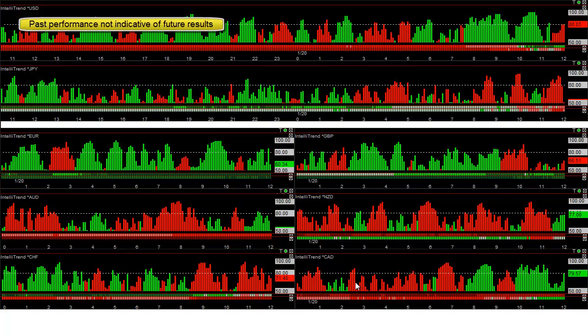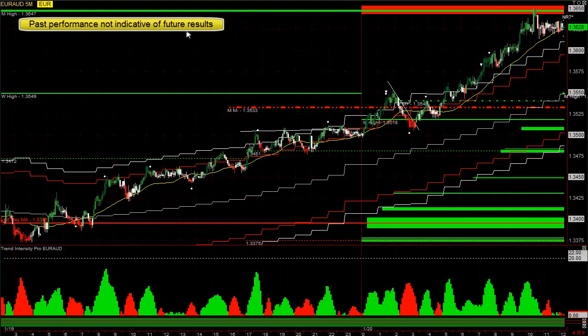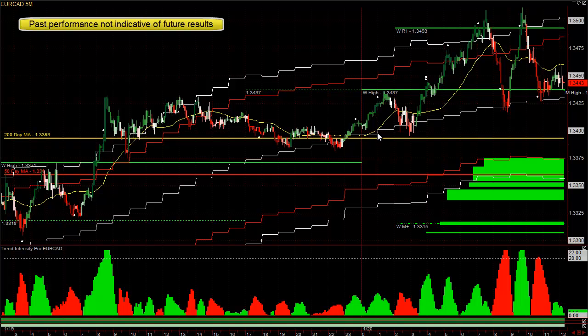Now you can also see the CAD, Canadian dollar, was also very weak, and so you could have also bought the euro CAD. You're looking for buys. This one trended up, pulled back to the hourly. Whenever a currency finds support, the hourly usually continues up. You can see the daily, weekly, monthly trends up. You might have bought this breakout right here.